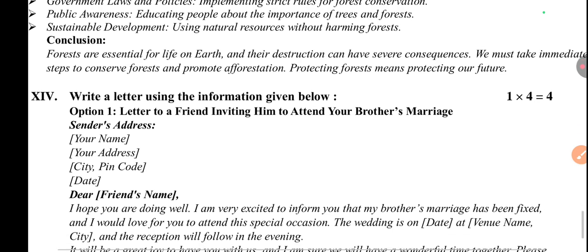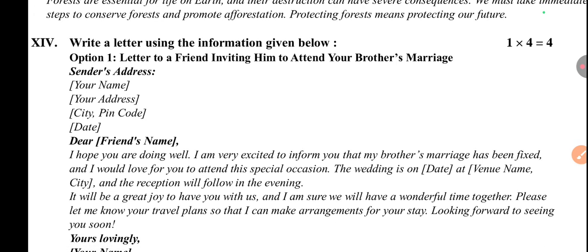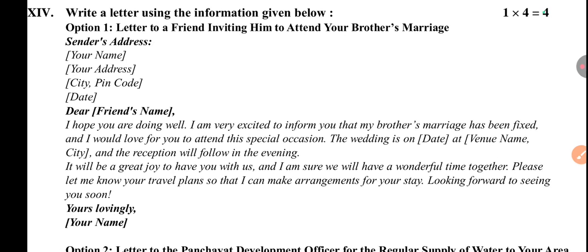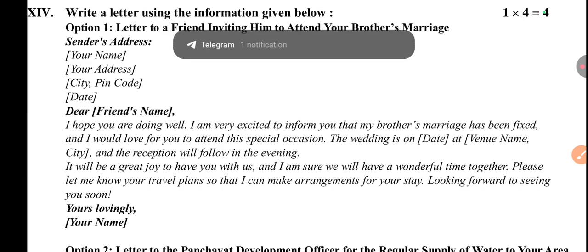Question number 14: write a letter using the information given below. It's a 4-mark question. Okay, then: sender's address, your name, your address, city, pin code, date. Dear friend (friend's name), I hope you are doing well. I am very excited to inform you that my brother's marriage has been fixed and I would love for you to attend this special occasion.